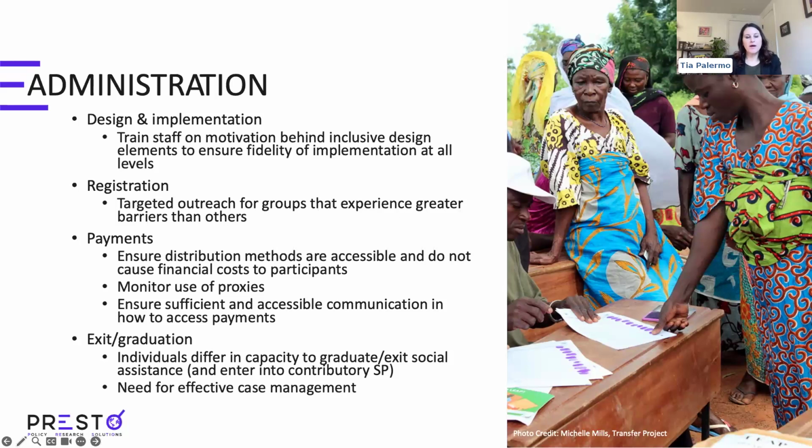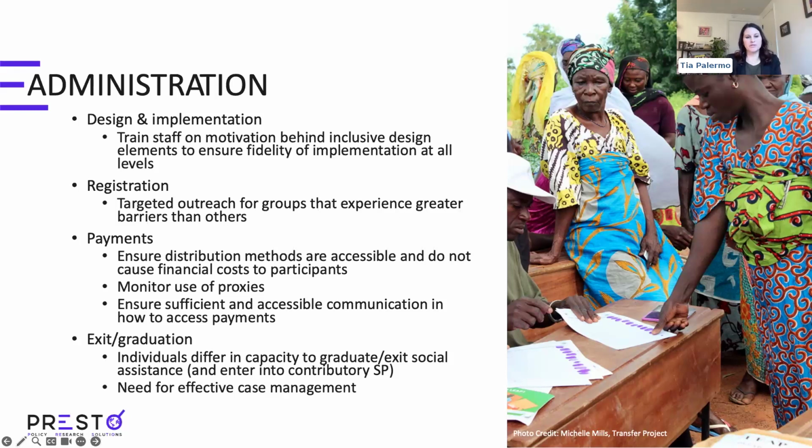When we think about exit from programs or so-called graduation, it's important to remember that individuals differ in their capacity to graduate or exit social assistance, whereby they would then need to enter into contributory social protection programs, because as individuals, we do not graduate from the need for social protection, but rather people can move from social assistance into other types of contributory social protection programs. And it's important that there is effective case management for this.